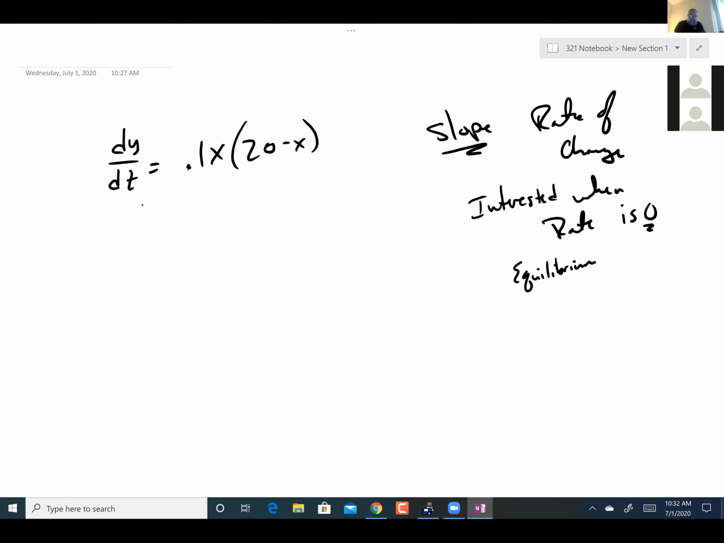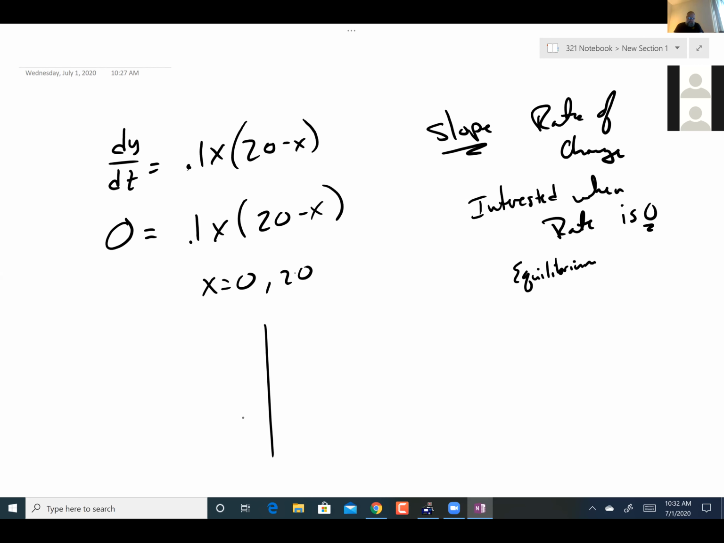Okay, so in this case here, if you think about it, let's set it equal to 0. And you're like, hey, this looks like a quadratic. It is a quadratic. You're right. Good job. And so that's number one. There should be 2 answers to it, and there is. x equals 0 and x equals 20. When x equals 0, we're going to have equilibrium. And when x equals 20, we're also going to have equilibrium. Okay, because those are the 2 values in this case that give us a 0 slope or 0 rate of change.